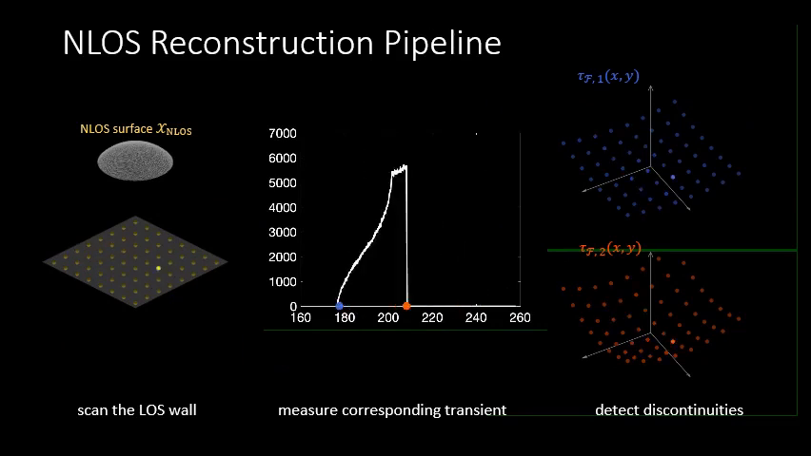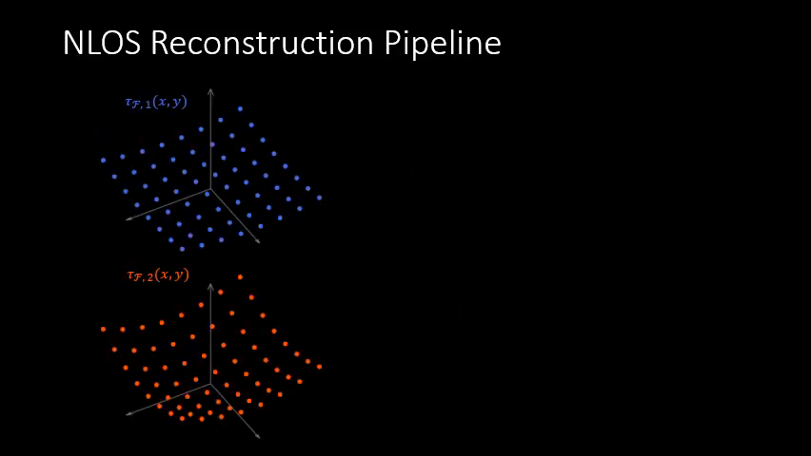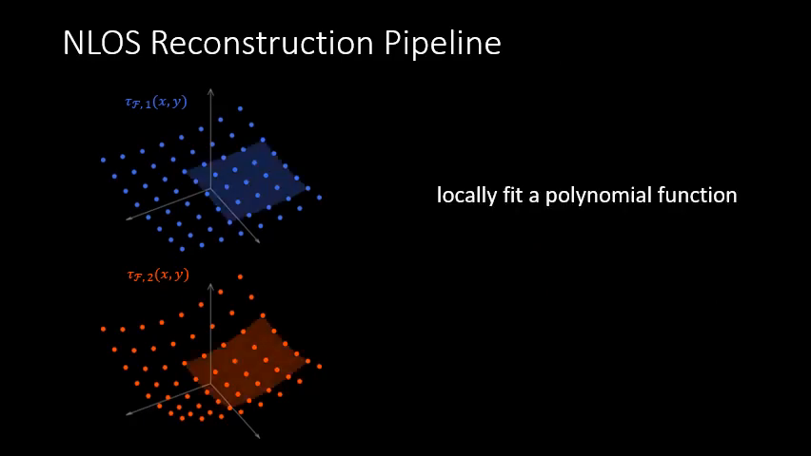First, we scan the virtual source on many different locations of the line-of-sight wall. Second, at each one of these locations we measure a transient. Third, for each of the measured transients, we detect the locations where they are discontinuous, and these locations correspond to lengths of Fermat paths. For each detected Fermat path length, we can estimate its gradient by interpolating between the lengths of Fermat paths from measurements in nearby virtual sources.